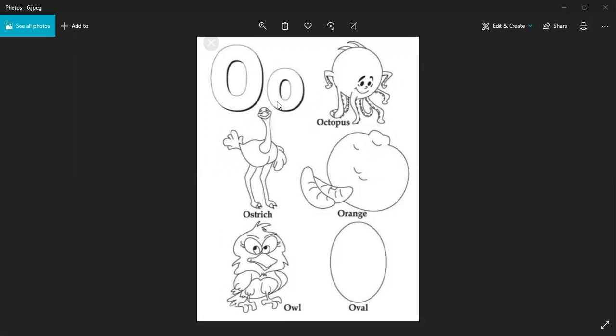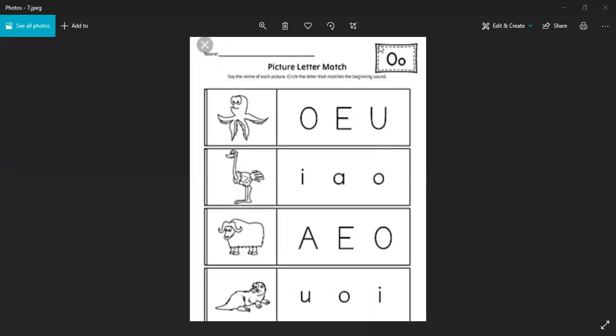Next, O for octopus. O for ostrich. O for orange. O for owl. O for oval. You take crayon and color all the pictures. Okay. These pictures all start with letter O. Okay. Understood? Yes. Next.